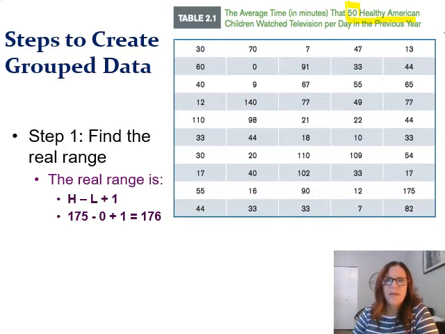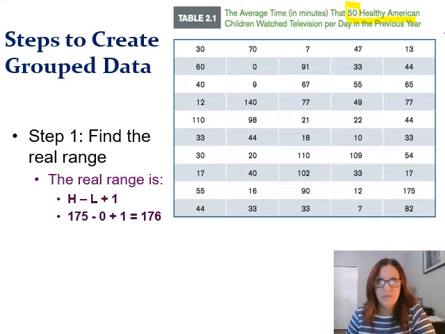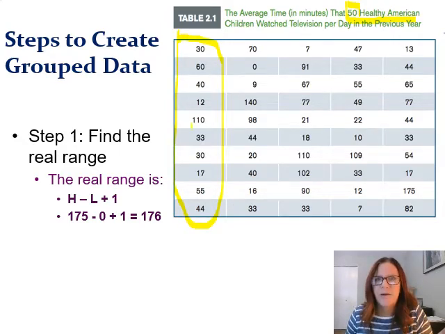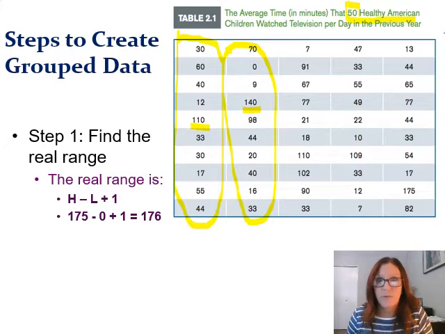That means we need to locate the highest number. This is the tricky part. Sometimes you have to be really careful. In the first column, I have 110 as the highest. Then when I look at the second column, 140 is the highest in that column. So we know that's higher than 110. So we found the higher of those two.